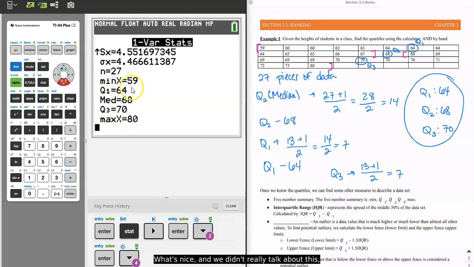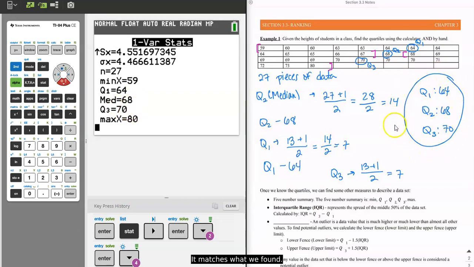And what's nice, and we didn't really talk about this, is that you can find the range pretty easily from the max minus the min. But you'll notice I have quartile 1 is 64, the median or quartile 2 is 68, and quartile 3 is 70, which is what we found over here. So it matches what we found. So this is an alternative way to do it in our calculator that's definitely a lot faster. And so this would usually be the method that we prefer.